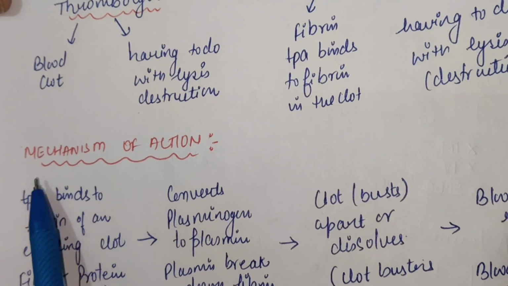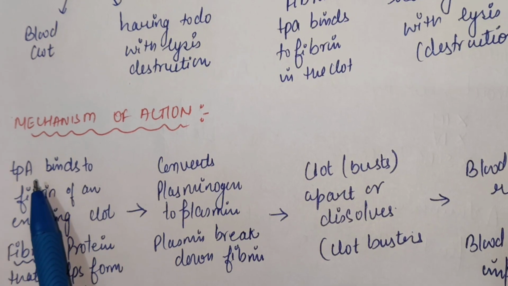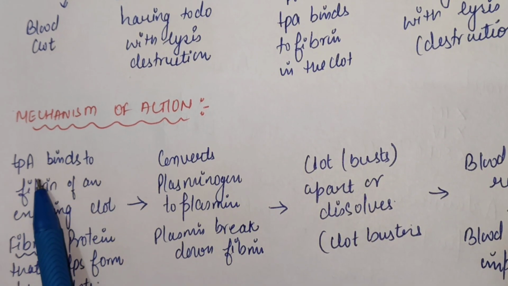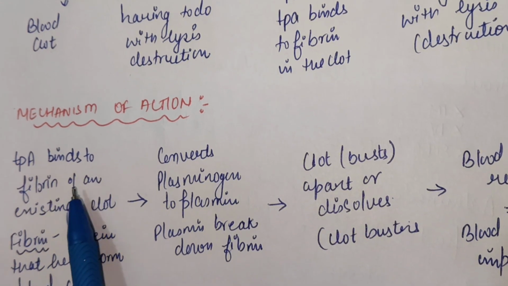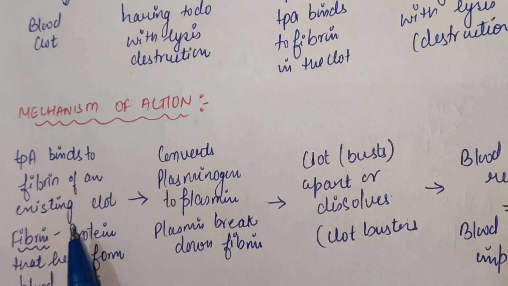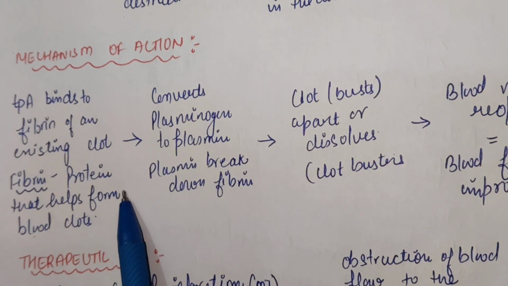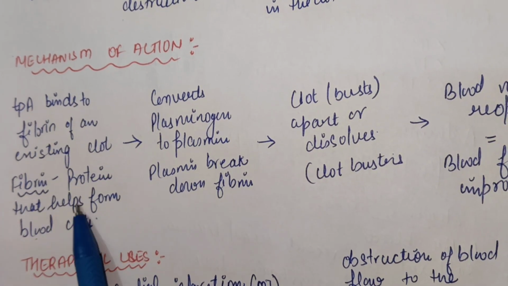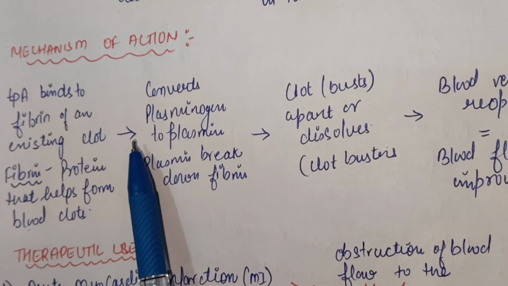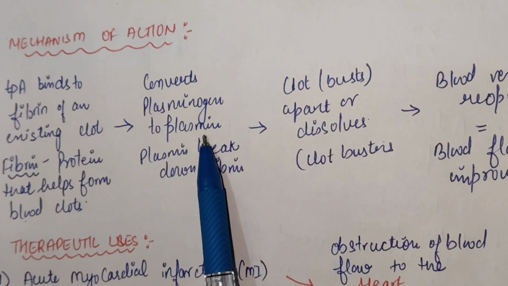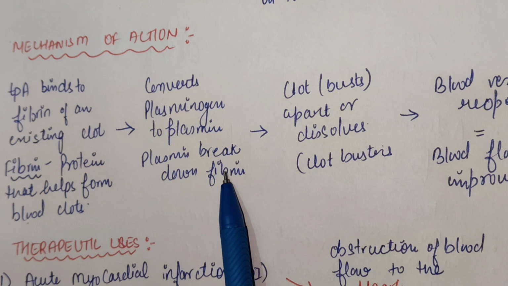Next is the mechanism of action. First, TPA, that is tissue plasminogen activator, binds to the fibrin. Fibrin is a protein of an existing clot; it is a protein that helps form a blood clot. After that, it will convert plasminogen to plasmin. Plasmin helps in the breakdown of fibrin.